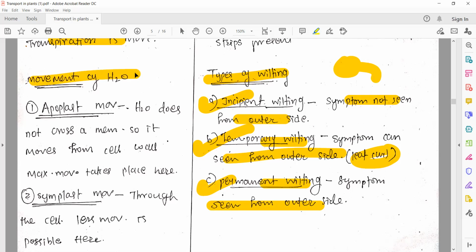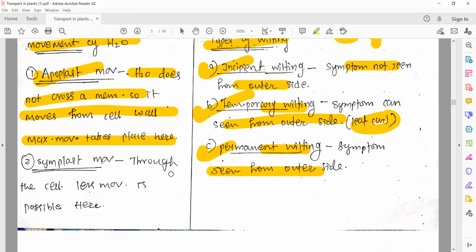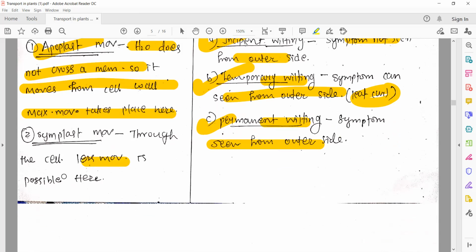Next, movement of the water. This is a very, very important part which we are dealing with right now. Movement of the water: apoplast movement. Water does not cross a membrane, so it moves through the cell wall. The maximum volume is transported by the apoplast movement, and with the symplast, a smaller amount of water moves. How it takes place, we are going to discuss on the white screen.